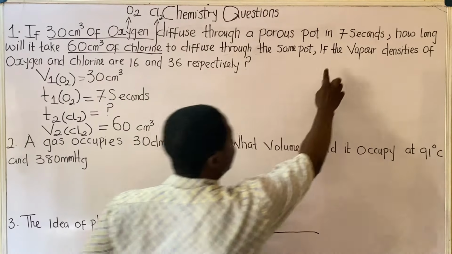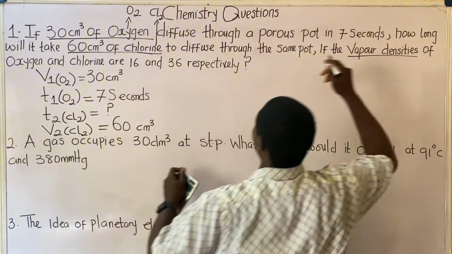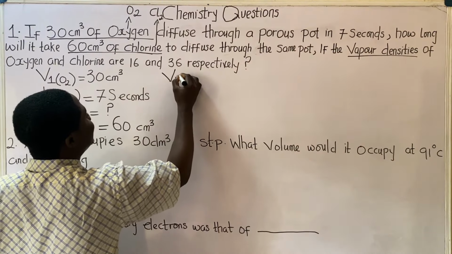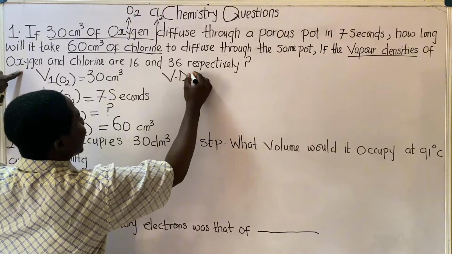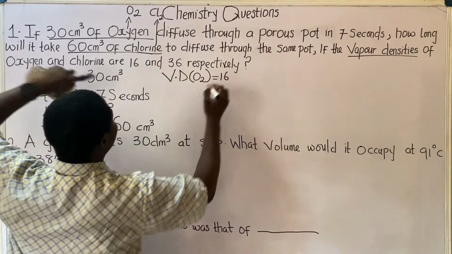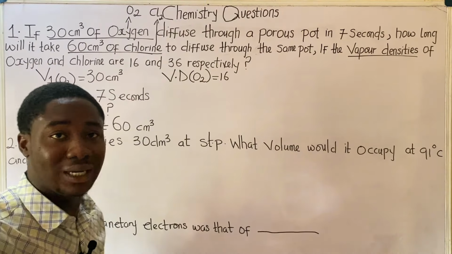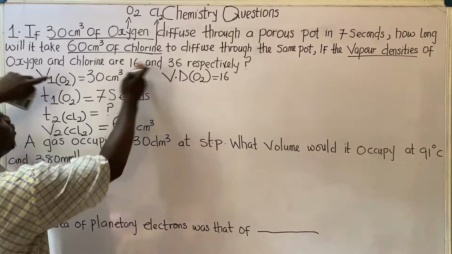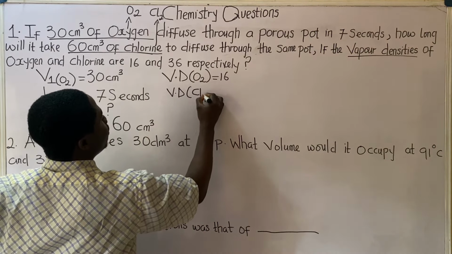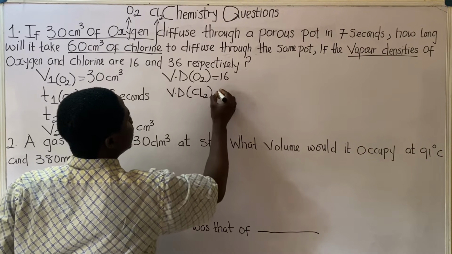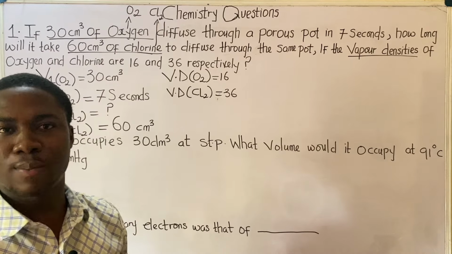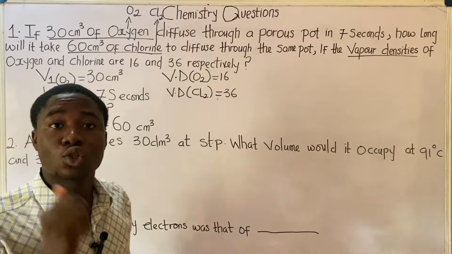They gave us the vapor densities of the gases, chlorine and oxygen. So first of all, the vapor density VD of the first gas, which was oxygen gas, was given to be 16, because they said 16 and 36 respectively. I believe you know what that means. 16 will be for the first gas, 36 will be for the second gas, chlorine. So the vapor density of chlorine gas is 36. It's actually very easy. So you can see that we've brought out all the parameters involved in solving this particular practice question, and it is very, very easy. So what do we do next?